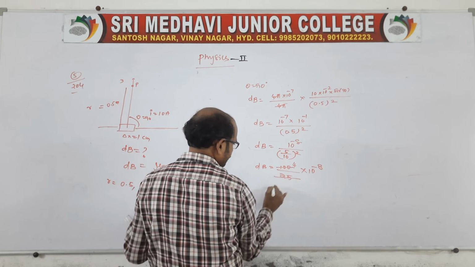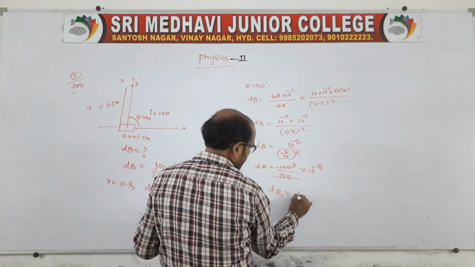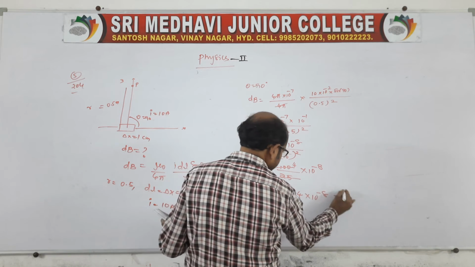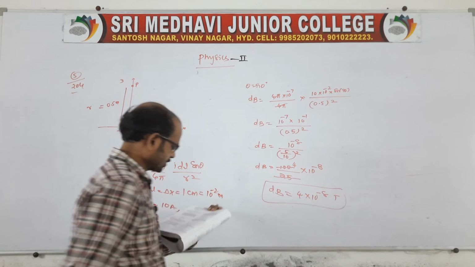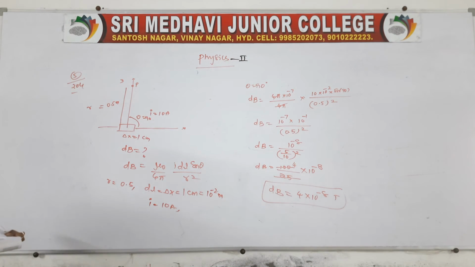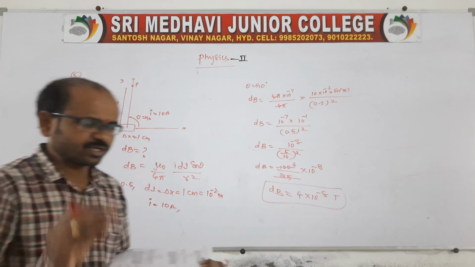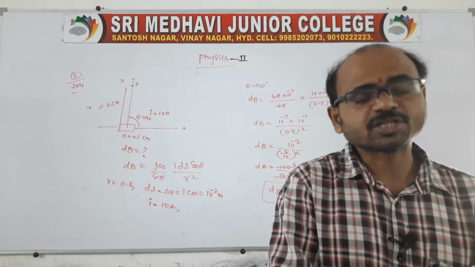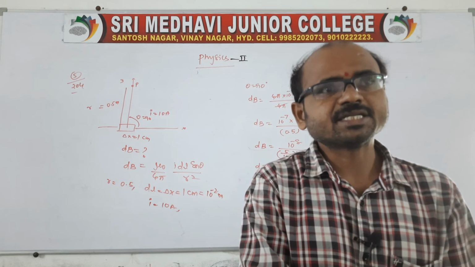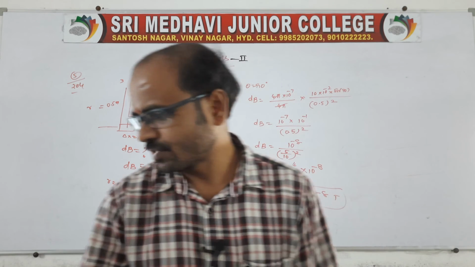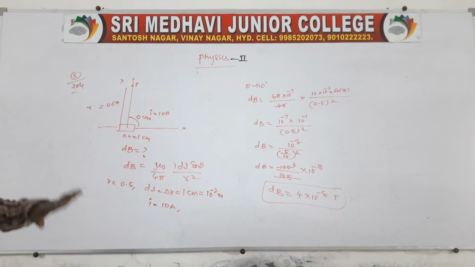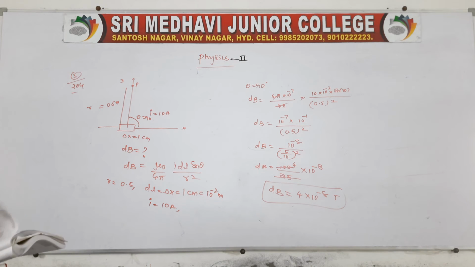25 ones are 25, 25 fours are 100. So dB along the y-axis will be like this. Look at the question: 4 into 10 power minus 8 Tesla. Actually, these questions are very, very important, especially for the objective point, that is NEET and JEE Mains. If you refer to these questions, it will help you in solving JEE Mains problems. Clear?